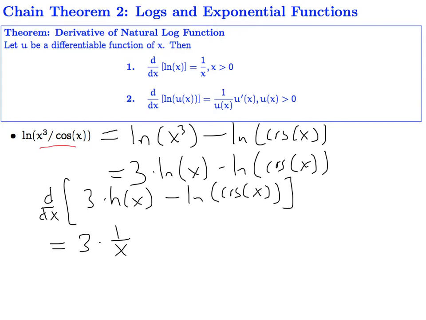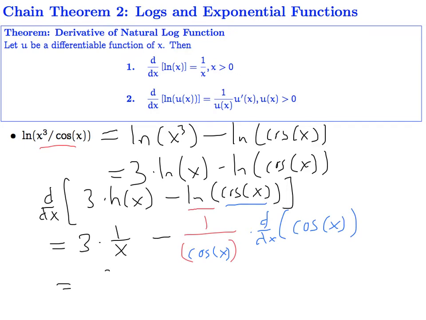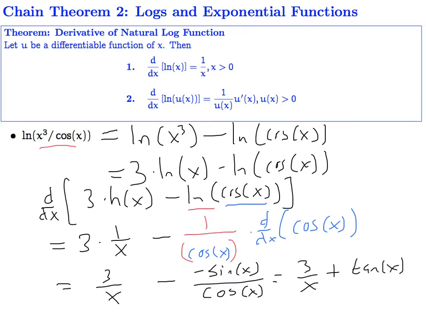For the second part, it's a little bit more work. We have to recognize that this is a composition. Natural log is our outside function. Cosine is our inside function. So when we take the derivative, we get 1 over, leaving the inside function alone, and we multiply by the derivative of cosine because of the chain rule. So overall, we end up with 3 over x minus negative sine of x all over cosine of x. And for those who love simplifying, 3 over x plus tangent of x.